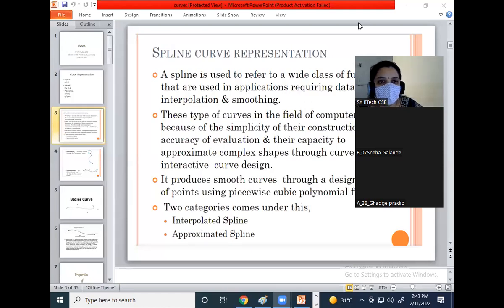Okay, so next we are going to learn about the spline curve representation. So what is the first thing, spline, that we are going to learn? In earlier days, spline is nothing but, it is derived from the tree.